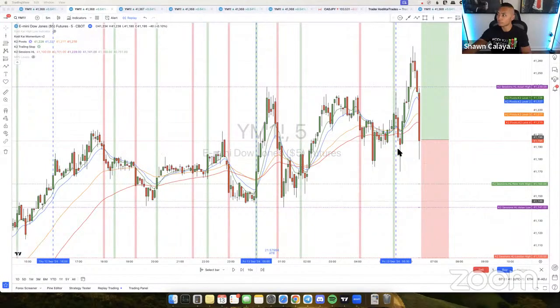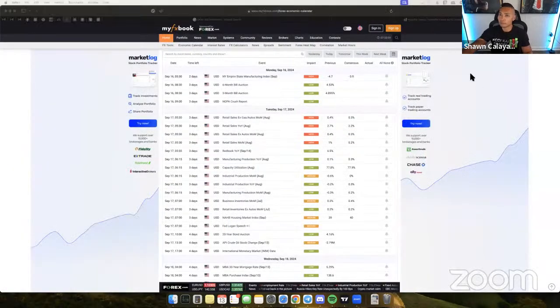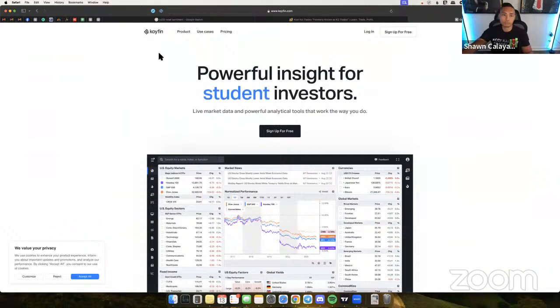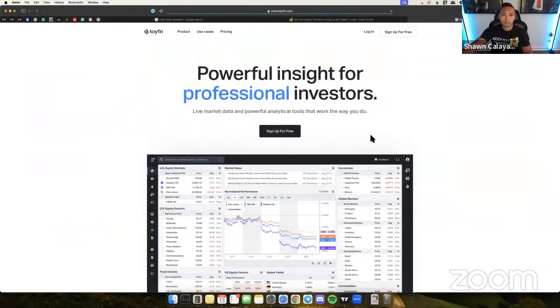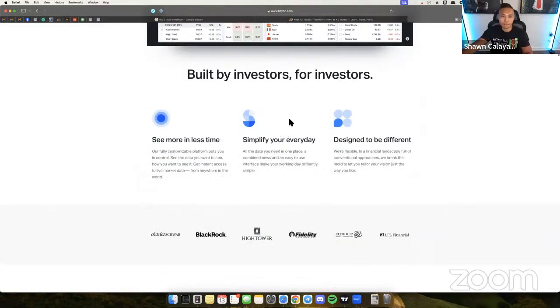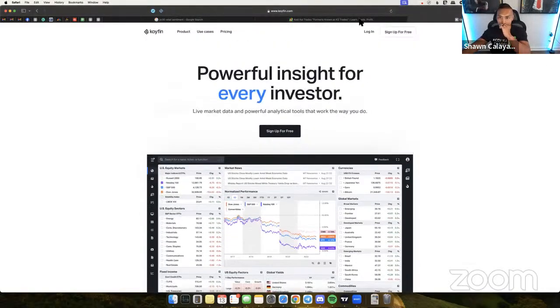Let me see if I can pull up my news website real quick, Koifin. All right, so here, I'll just pull it up over here. This is where I get my news from. It's called Koifin. Again, you'd have to actually know how to read the news though. You could have the news in front of you, but if you don't know how to use it, it's not going to be beneficial for you. So I use this website called Koifin. It pretty much shows me all the news events. Let me log in real quick.